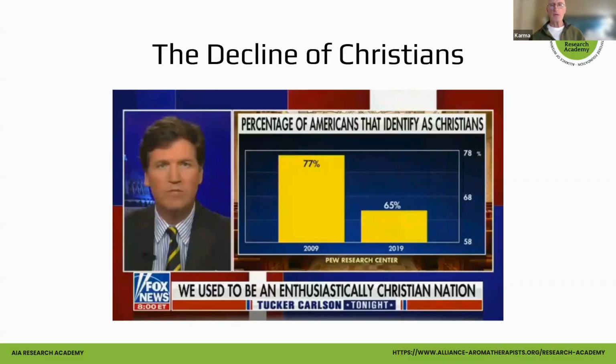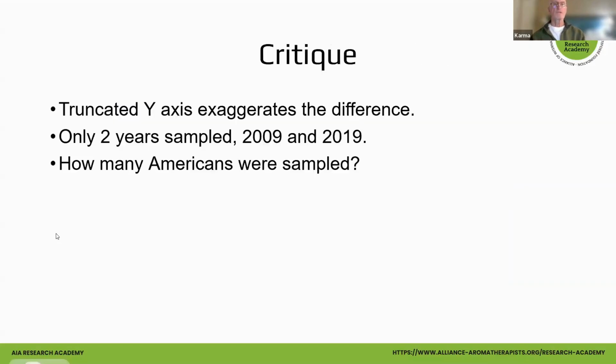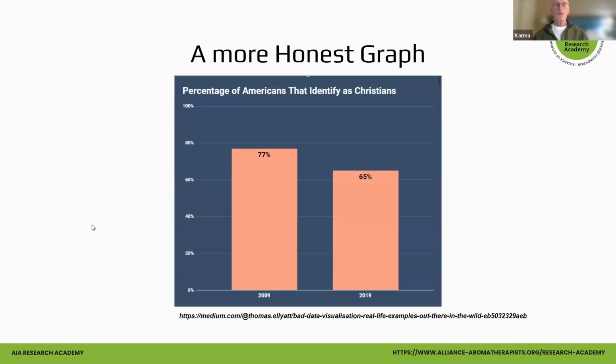There's 2 other things here too. How many people did they interview? 1,000, 100, 10? I don't know. The other thing is they only looked at 2 points. It would be more convincing if they looked at 2014, 2015, and if you see a trend going down. Just 2 points, that's a straight line. Truncated y-axis exaggerates the difference. Only 2 years sampled, 2009, 2019. How many Americans were sampled? Well, this is the honest data. It looks less impressive.